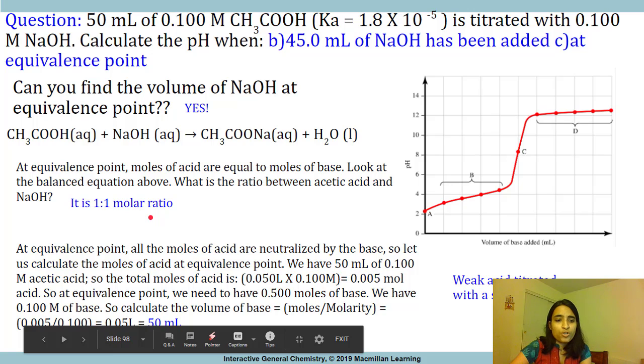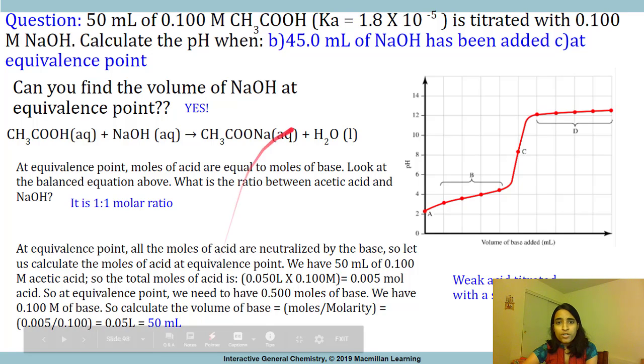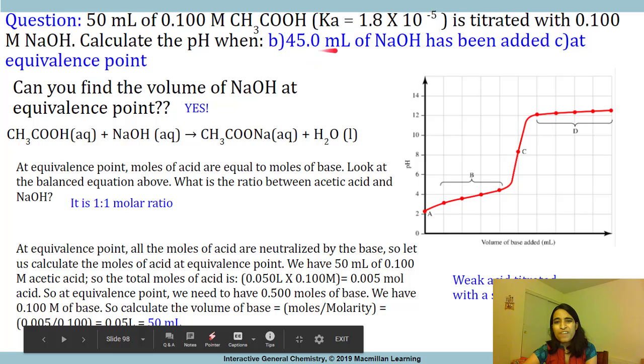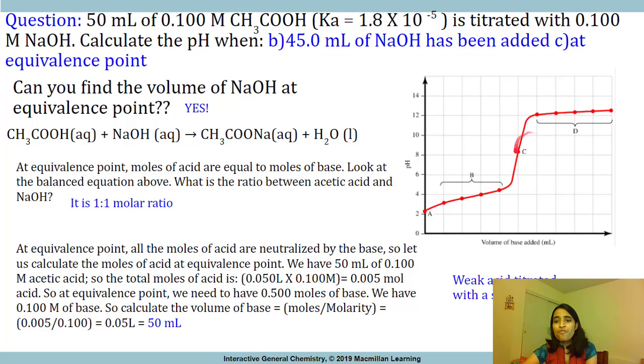Then we can find the volume by dividing the moles by molarity to get 50 milliliters as the volume. What we see in part B is that 45 milliliters is added, and in part C, it's at the equivalence point. So at part C, 50 milliliters of our base was added, and in part B, we're at 45 milliliters, so that means we're still somewhere over here. One of the things you have to notice is if we are over here, we're still in the acidic part. Anything below 7 is acidic, which means we have excess of acid over here, not excess of base.